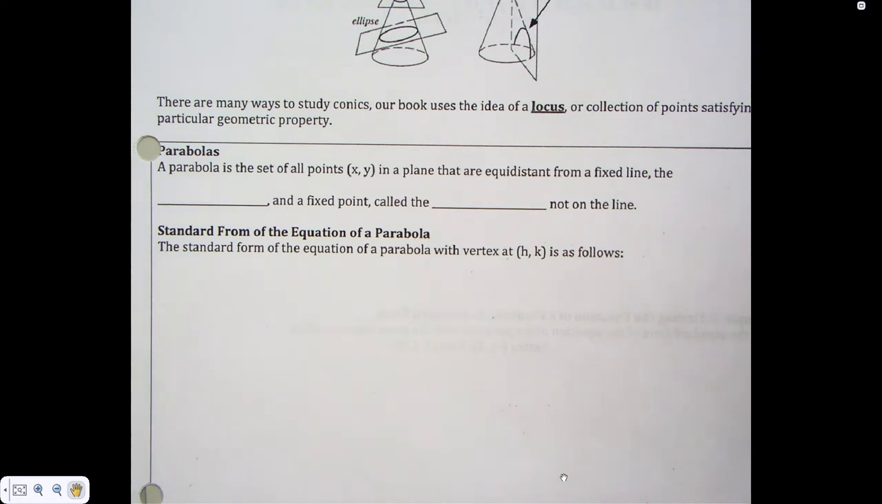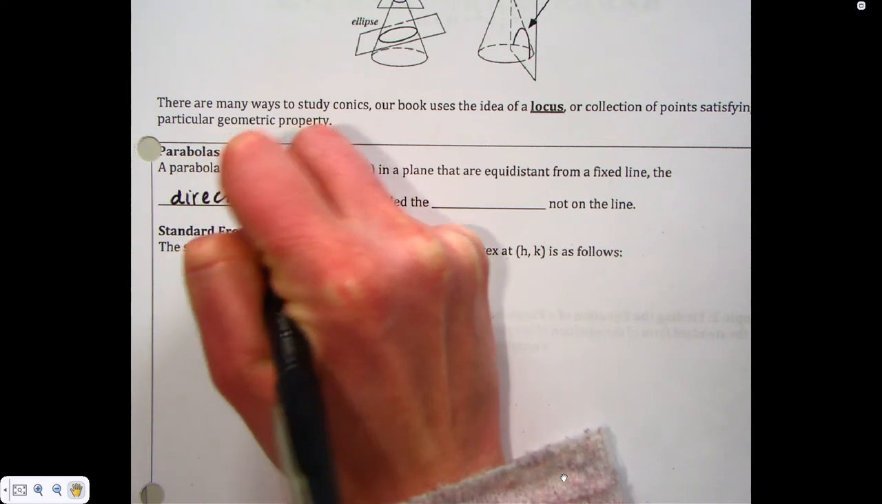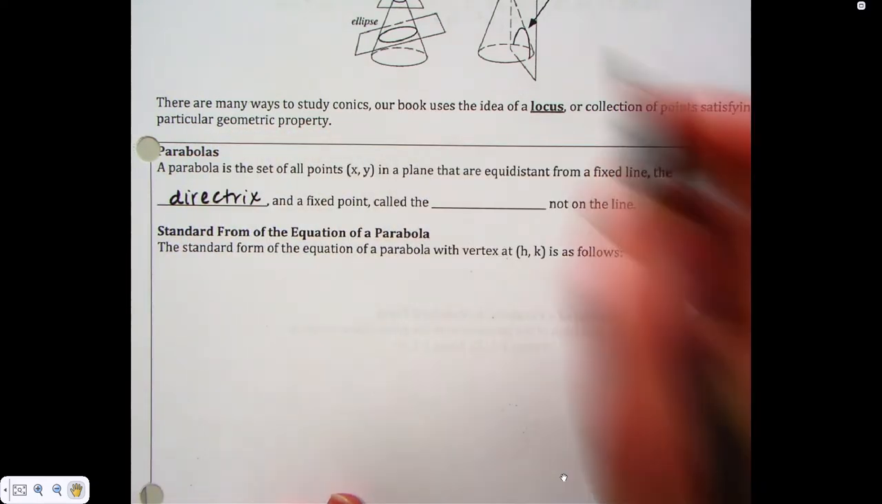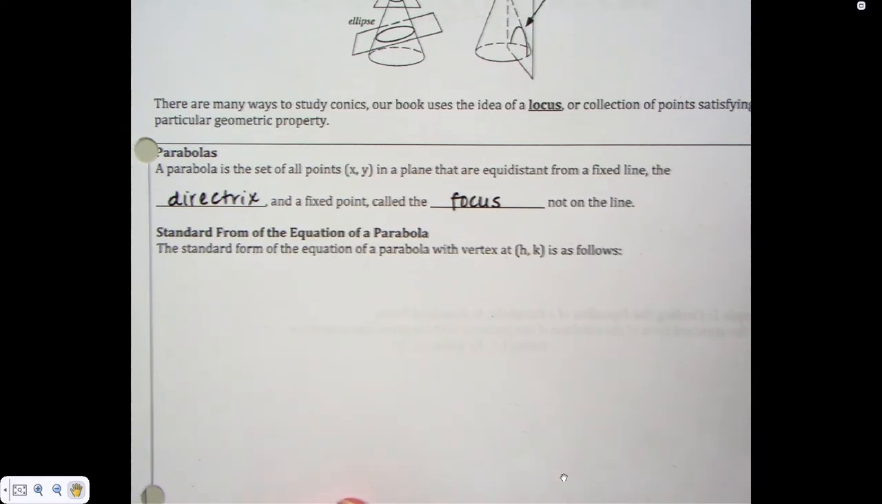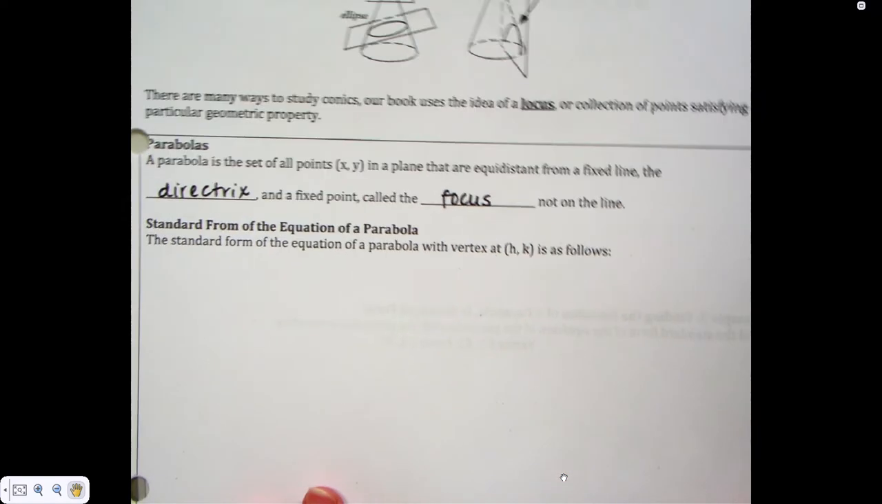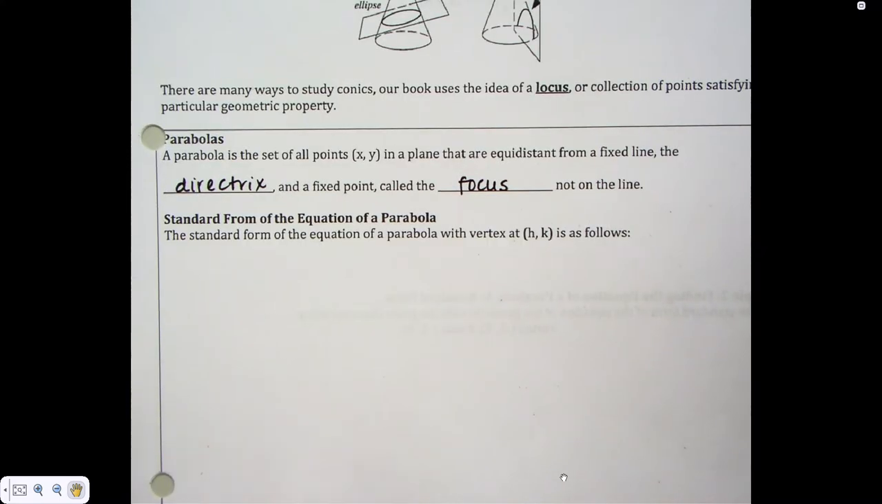So the locus definition for a parabola is that a parabola is the set of all points in a plane that are equidistant from a fixed line, which we call the directrix, and a fixed point, which we call the focus. So we're going to fill that in here. This gives us this geometric version of what a parabola would look like.